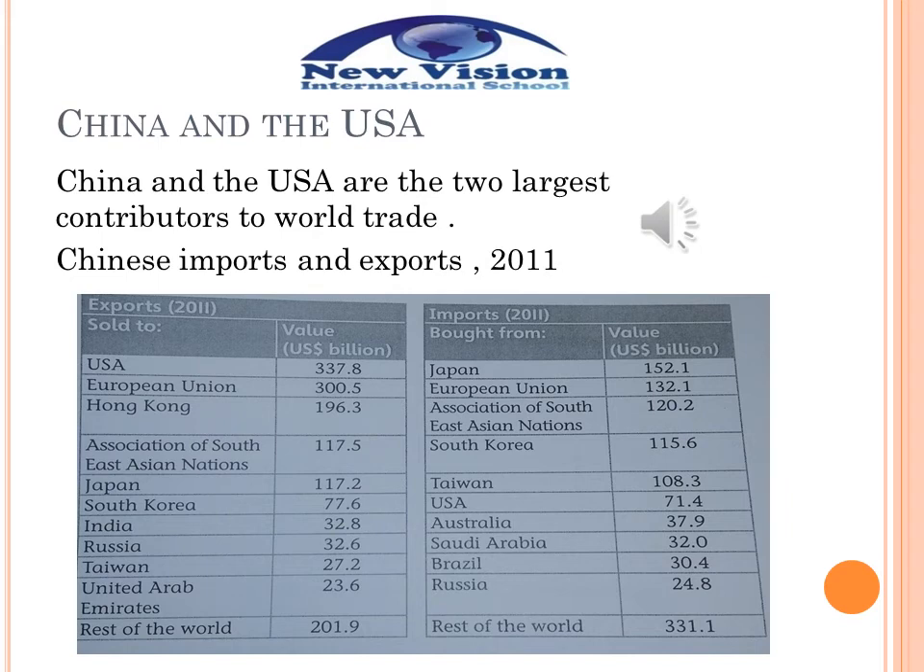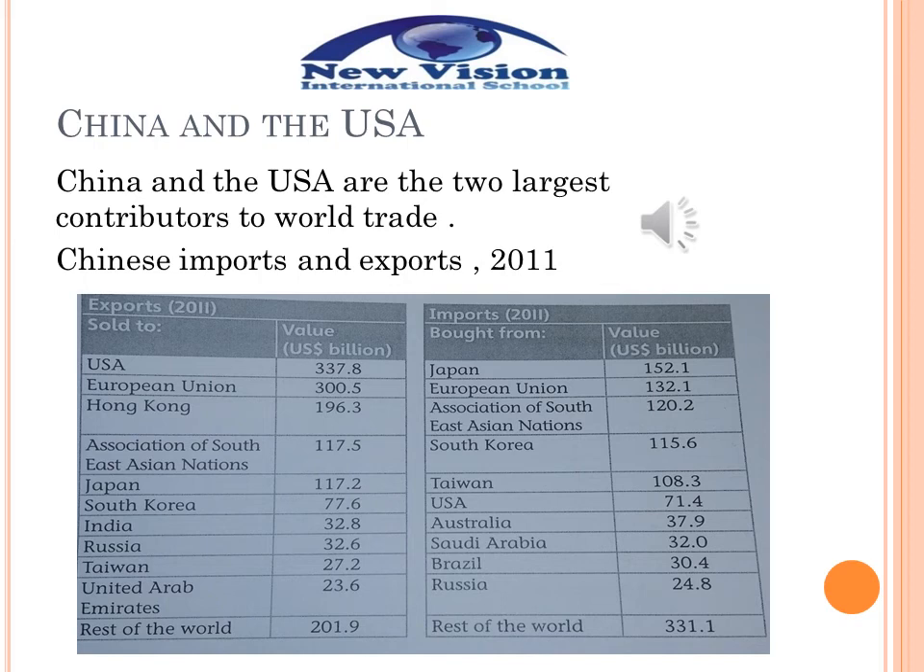China and the USA. China and the USA are the two largest contributors to world trade. So we will compare between them through this table in this slide and in the next slide's table. We will start here. Chinese import and export in 2011. This table is divided in two parts. The first one on the left shows the exports and the value.